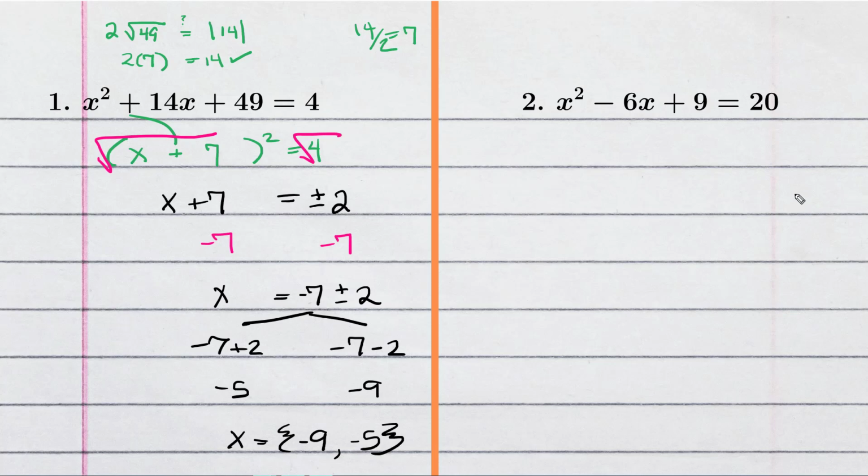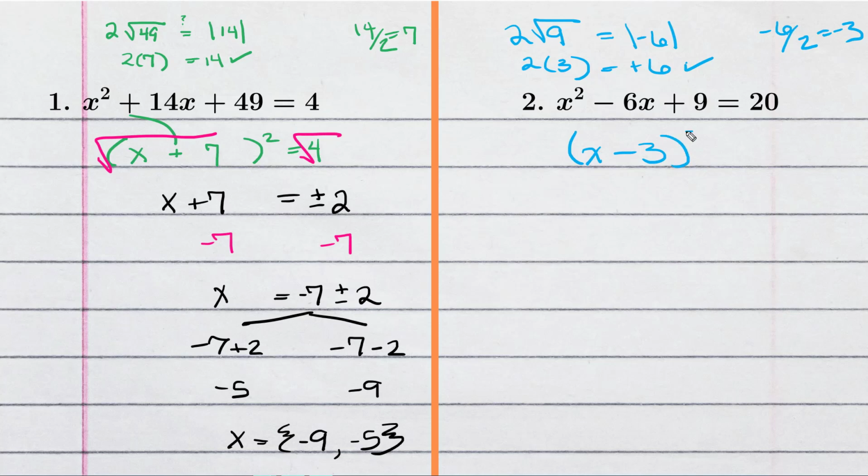Okay, let's do it again using this next one. We want to see, is 2 times the square root of 9 equal to the absolute value of negative 6? So 2 times 3 is equal to positive 6, and that is true. So that means I factor it. It's going to be x, because the square root is first, and negative 6 divided by 2 gives me negative 3, which is what I put next, is equal to 20.